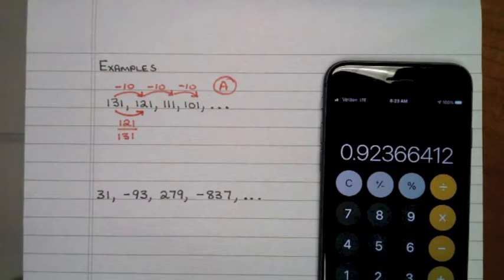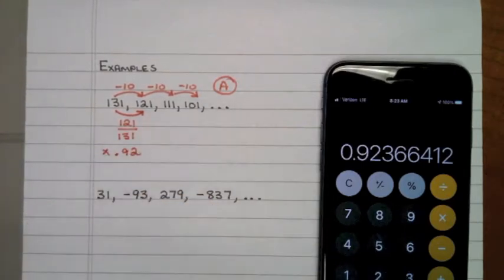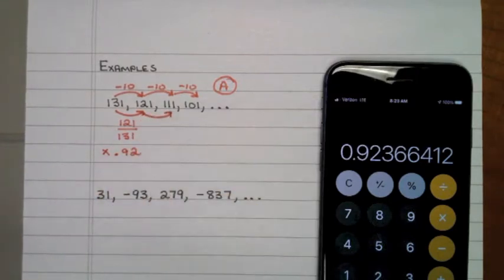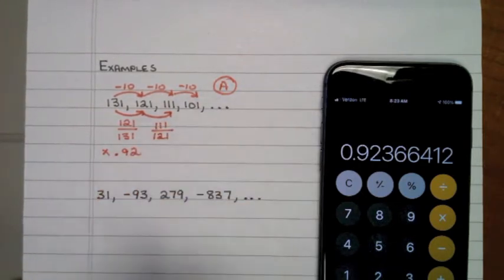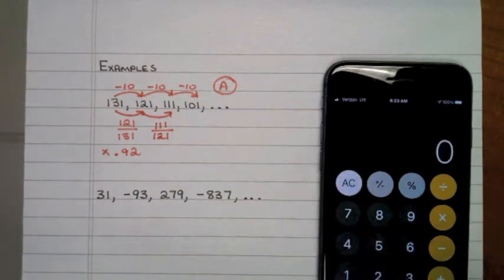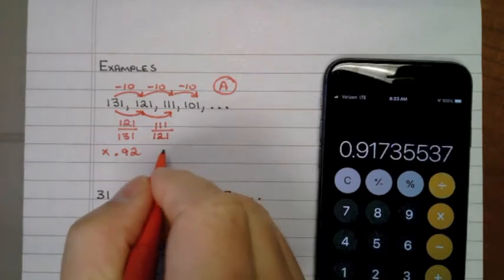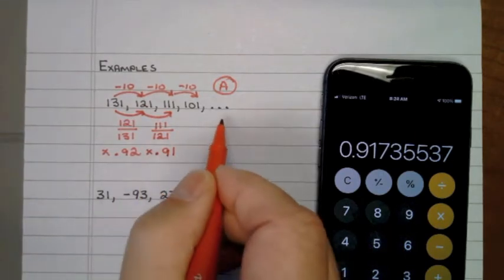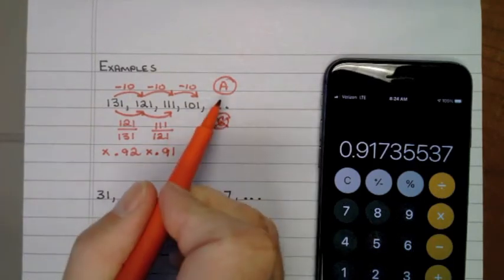0.92. I'm multiplying by 0.92. When I check between these, it better be the same. When I take 111 divided by 121, I better get 0.92. I get 0.91. I'm not getting the exact same multiplier every single time. So is it a geometric sequence? No, it's not. It's just an arithmetic sequence.